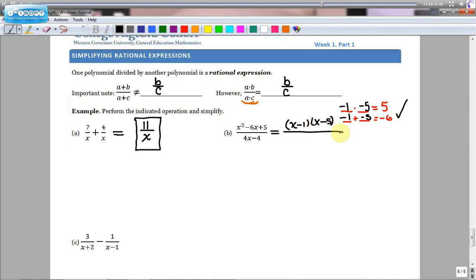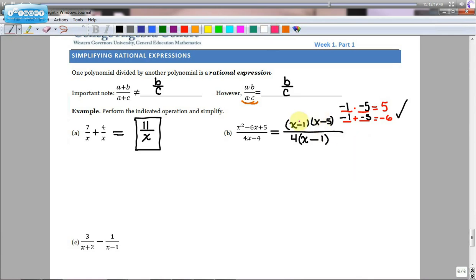divided by. Now in the bottom, notice we have a common term that we can factor out, and that's 4. So if I factor out a 4, what times 4 gives me 4x? That would be x. What times 4 gives me the negative 4 I started with? That would be negative 1.